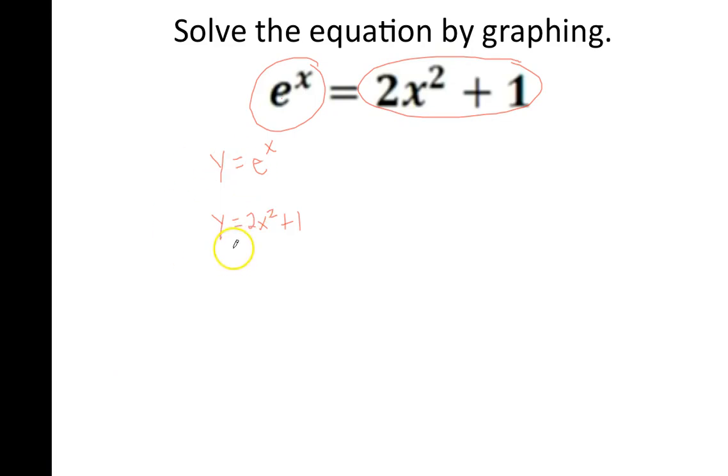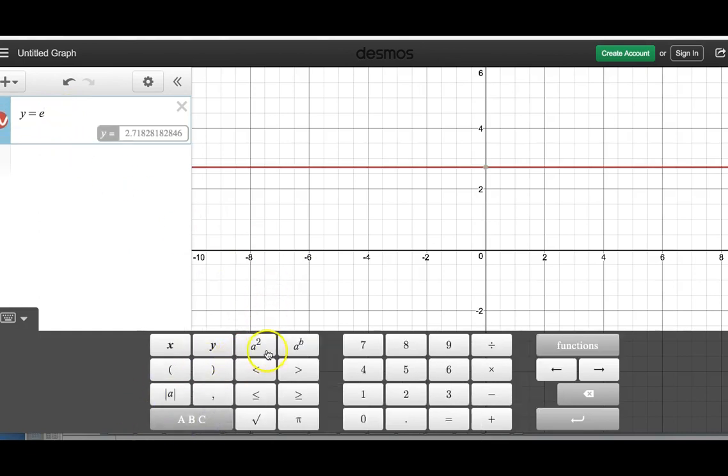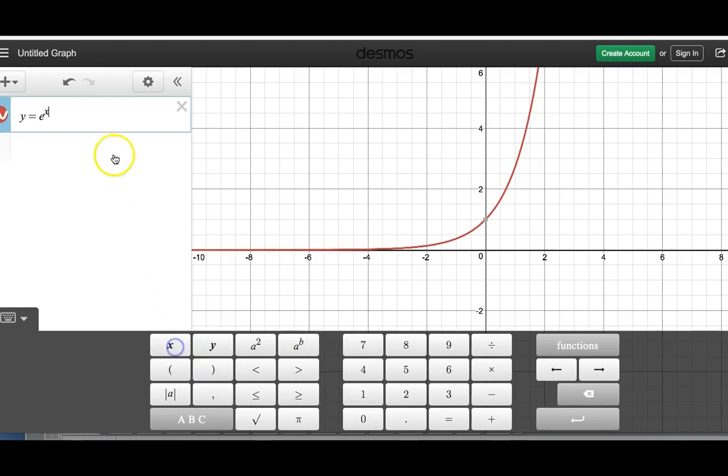So I'm going to go ahead and open Desmos, and I'm going to graph each of these. Okay, so I'm just going to write y equals e raised to the x power. That's one of them. And the other was y equals 2x squared plus 1. So I've graphed both of those, and you can see those are the two equations that I have. The blue is the y equals 2x squared plus 1, and the red is the y equals e to the x. And our next job is to locate the places where these intersect.